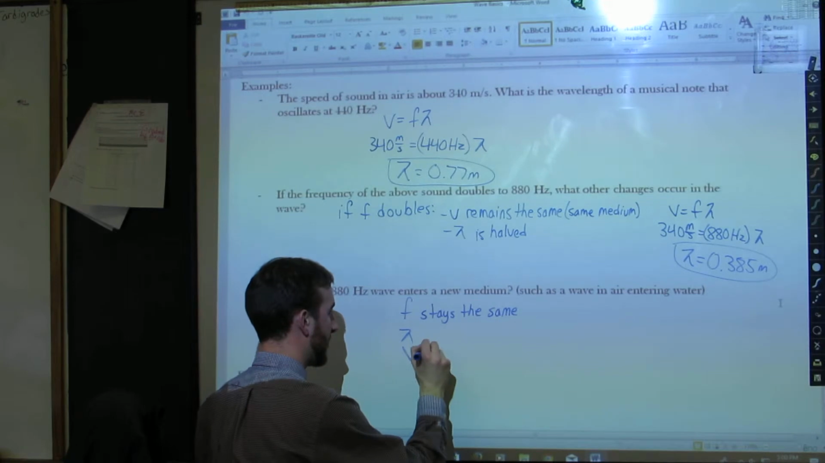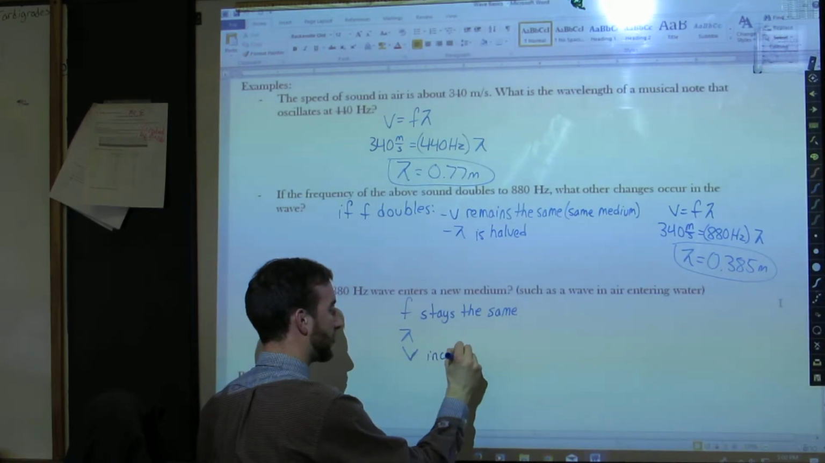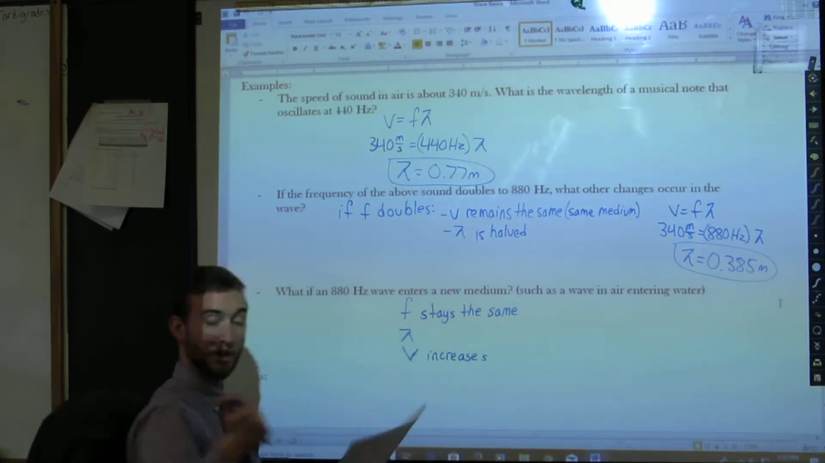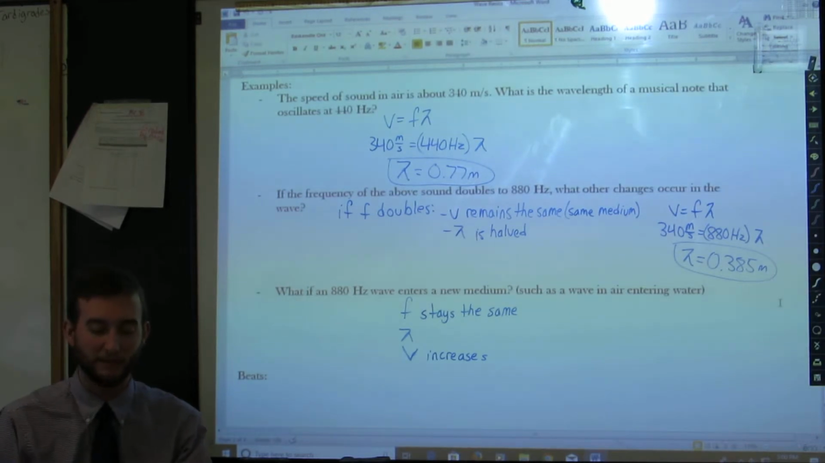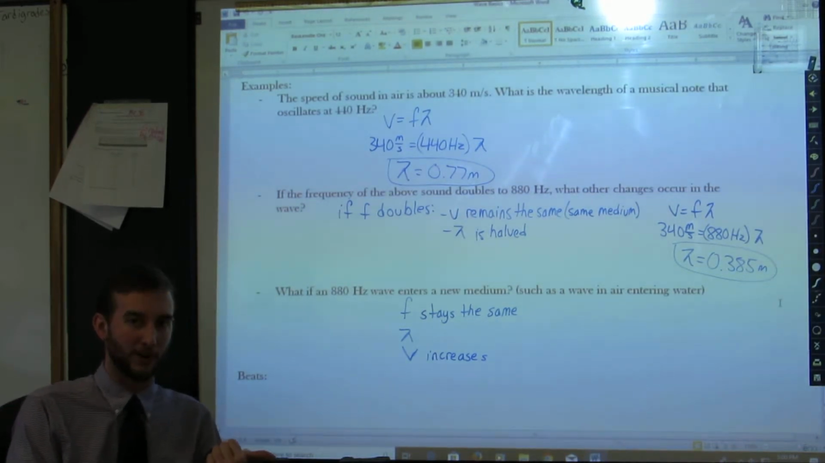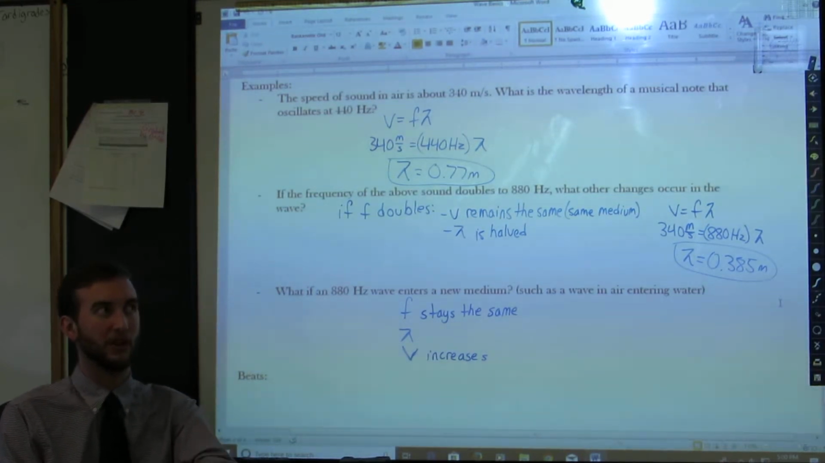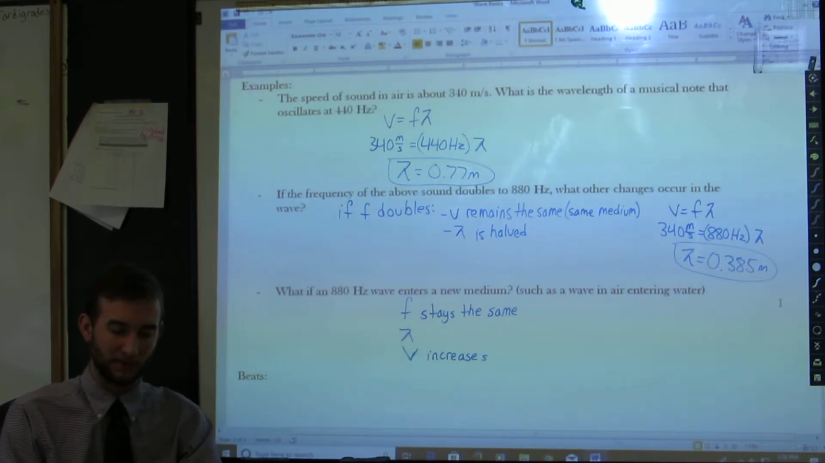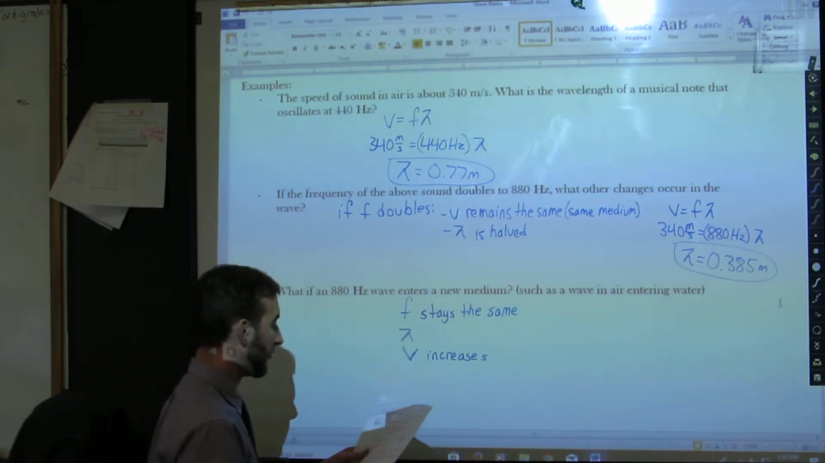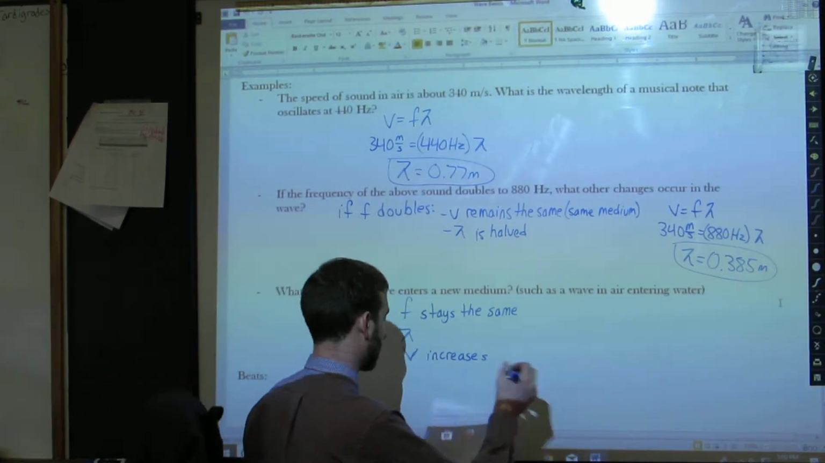Okay, speed increases, and again, please remember, because I just noticed another error in my notes. I'm just catching lots of errors today. Please remember we're talking about sound waves right now. For a sound wave, denser material is higher speed. It's reversed for a light wave. A light wave, denser material, is lower speed. So V increases.